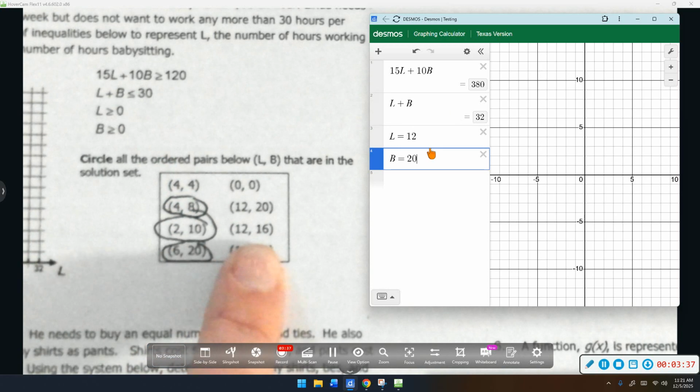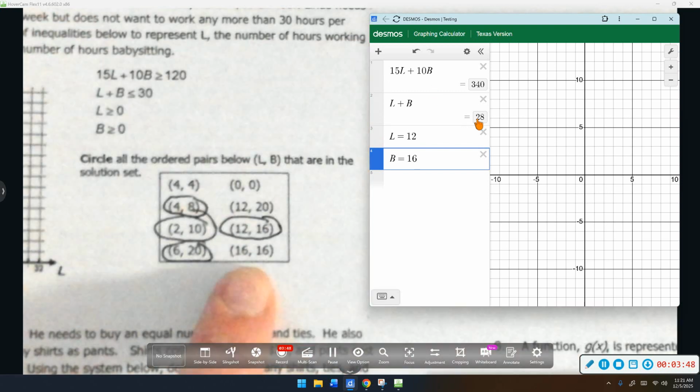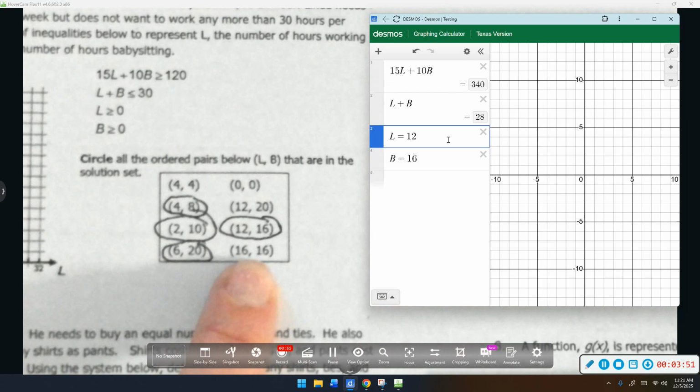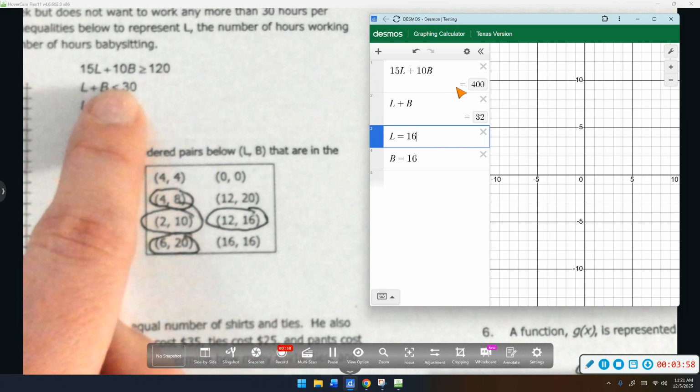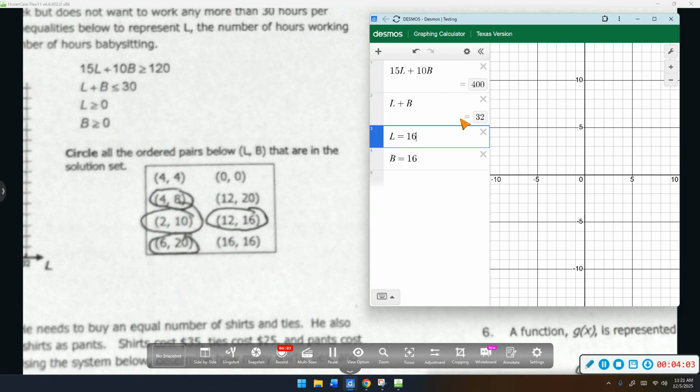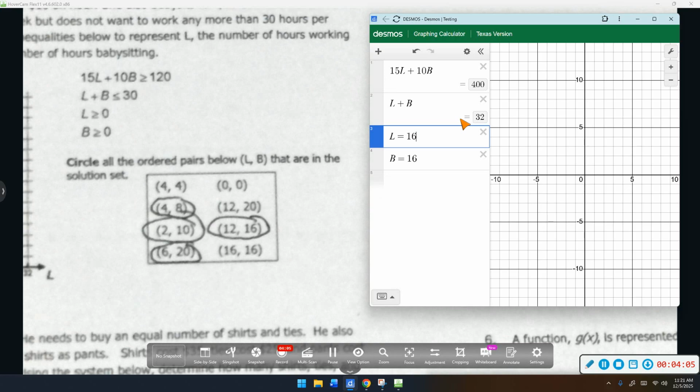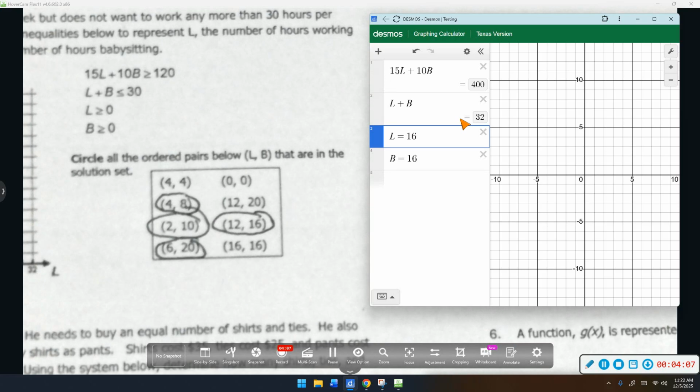Okay. Now I'm going to try 12, 16. All right, first one, yes. Second one, also yes. So I'm going to circle that. And 16, 16. Let's see. All right, does this one work? Yes, greater than or equal to 120, but is this one less than or equal to 30? No. So it's just those 4. Okay? Did I do the problem the way I was supposed to? Absolutely not. But it's okay, because I'm just trying to get the right answer.